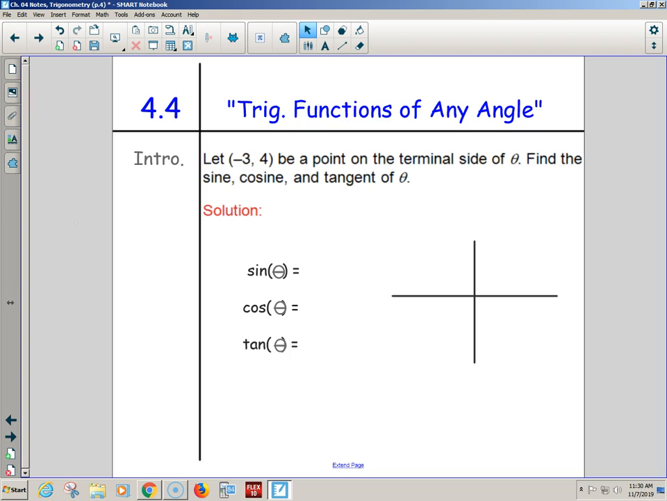Positives or negatives, but there is no negative 3 and there is no 4. So how on earth can they be expecting us, giving us a point that's not on the unit circle, to find the trig? Draw a triangle.